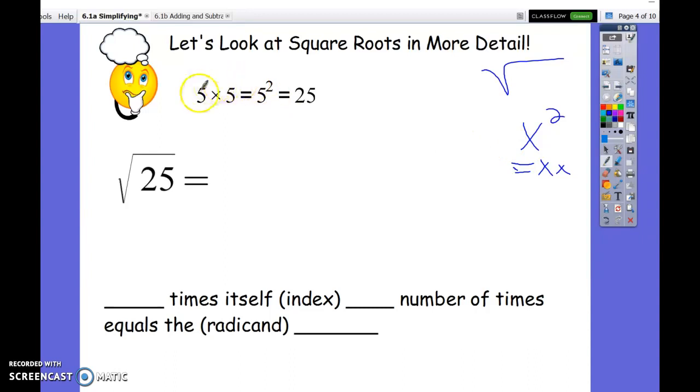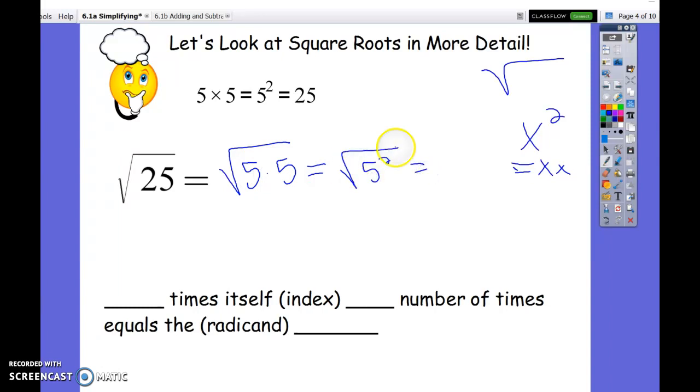So just a reminder about our exponents. If we had 5 times 5, that would equal 5 squared. So 5 squared equals 25. That's our exponents, or our squared. When we're talking about radicals, we're basically going backwards, right? We're undoing this. So the square root of 25, we could write as the square root of 5 times 5, which equals the square root of 5 squared.